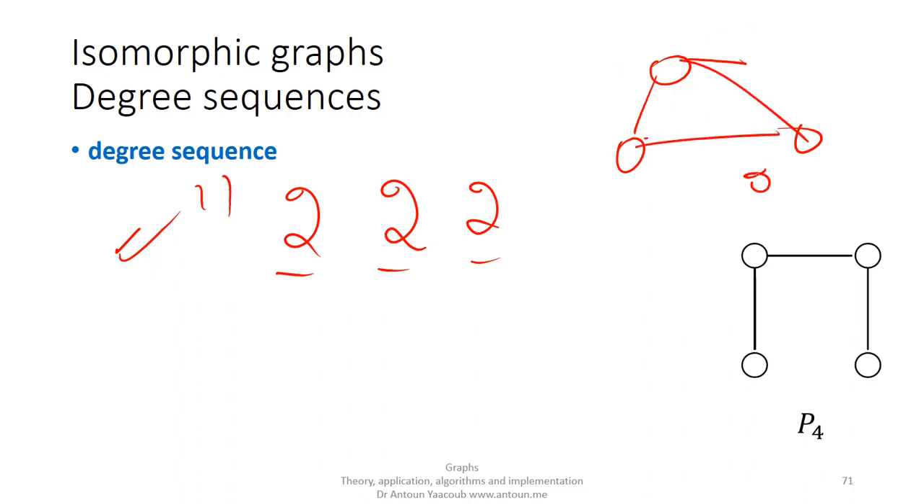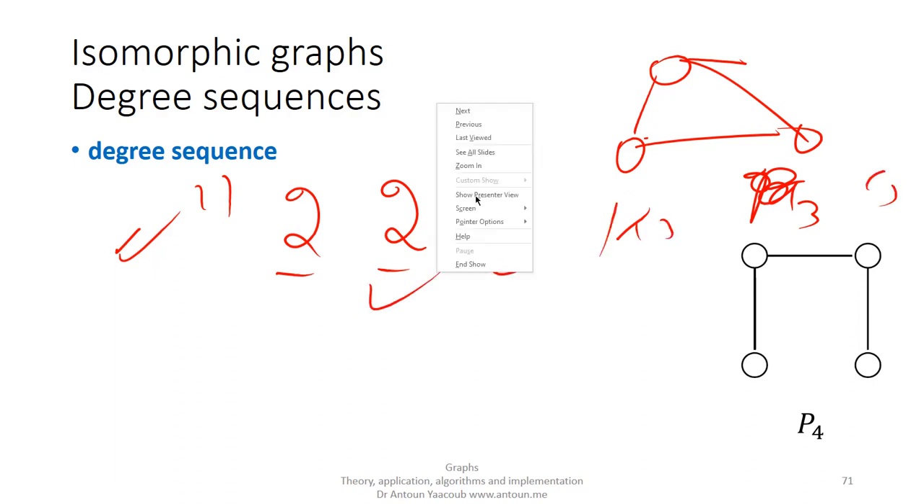So yes, it's equal to P3, sorry, to K3. So this is normal, or C3. So this is a valid graphical sequence. Let me give you another non-graphical sequence.